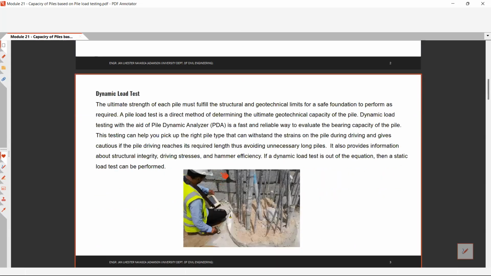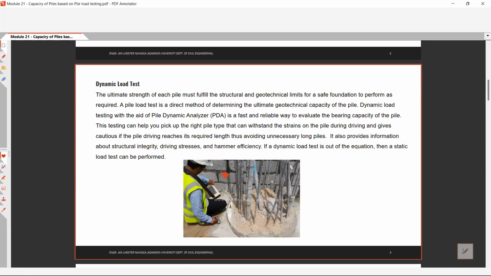So for dynamic load test, the ultimate strength of each pile must fulfill the structural and geotechnical limits for a safe foundation to perform as required. A pile load test is a direct method of determining the ultimate geotechnical capacity of the pile. So dynamic load testing with the aid of pile dynamic analyzer, ito yung PDA, is a fast and reliable way to evaluate the bearing capacity of the pile.